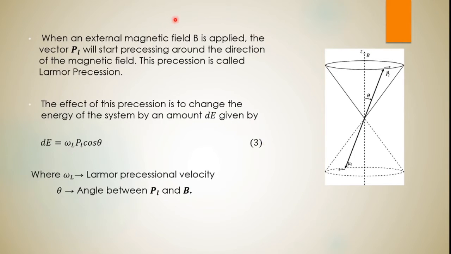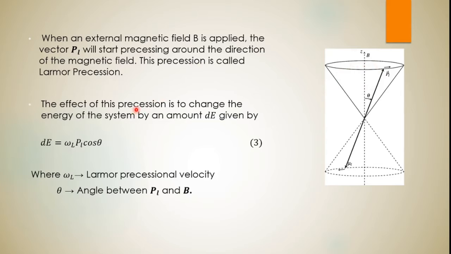When an external magnetic field B is applied, the vector PL will start precessing around the direction of the magnetic field as shown in this figure. So, the magnetic field is applied in this direction and the orbital angular momentum vector is here. This will start precessing around the direction of the magnetic field. In 3 dimensions, this will be like a cone. This precession is called Larmor precession.